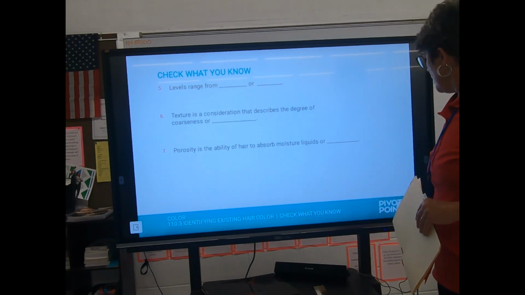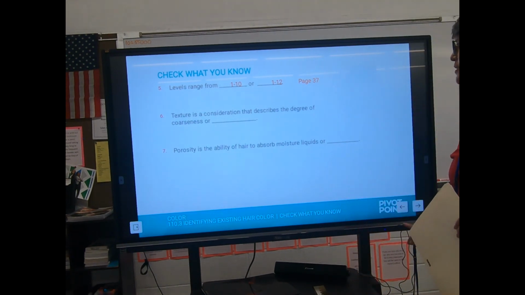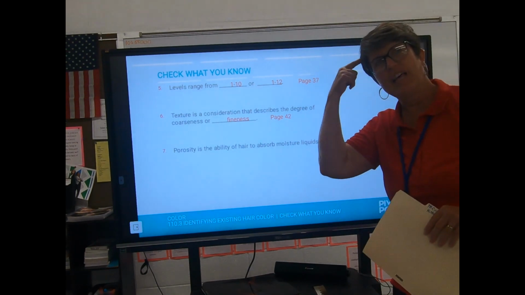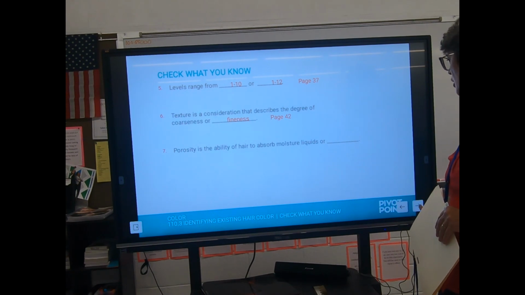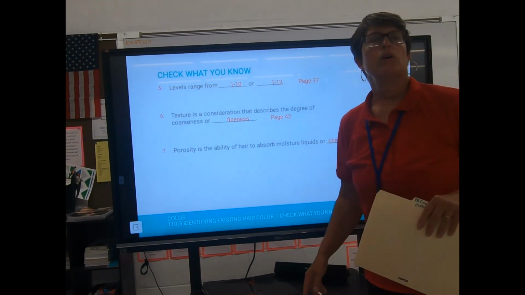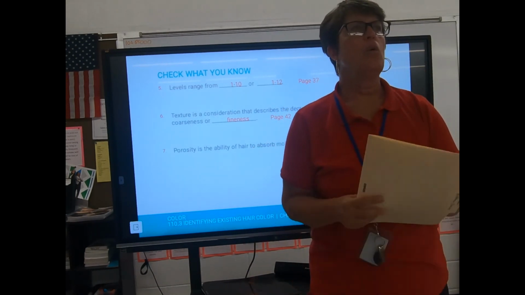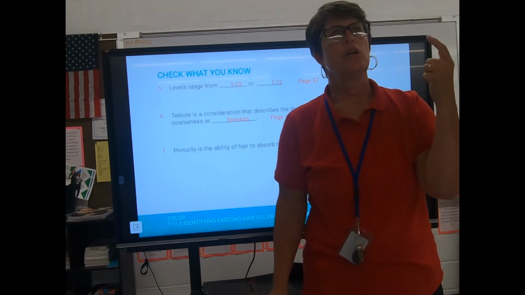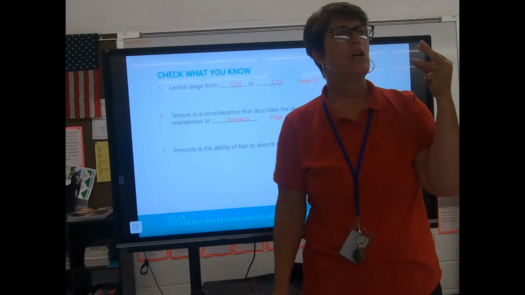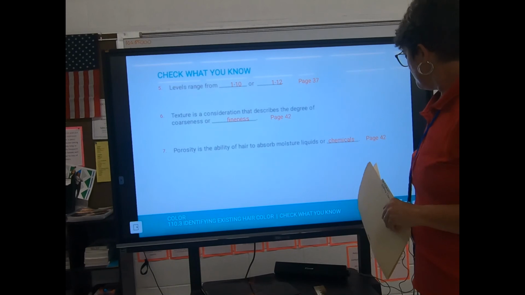Levels range from 1 to 10 or 1 to 12. Texture is a consideration that describes the degree of coarseness or fineness. Like me, I have very fine hair. And porosity is the ability of the hair to absorb moisture, liquids, or chemicals. That's what we're interested in. Perms, relaxers, hair color, lighteners, the list goes on and on. Everything we do in here depends on porosity.